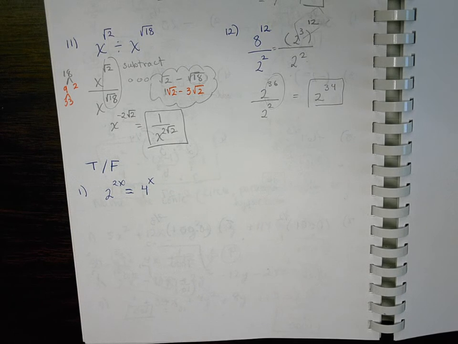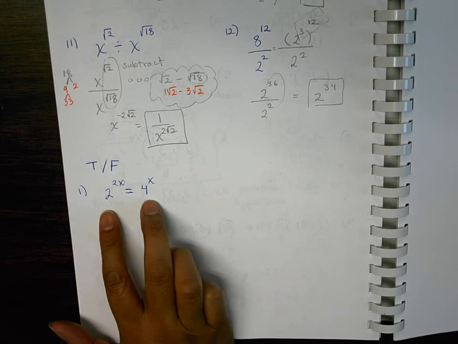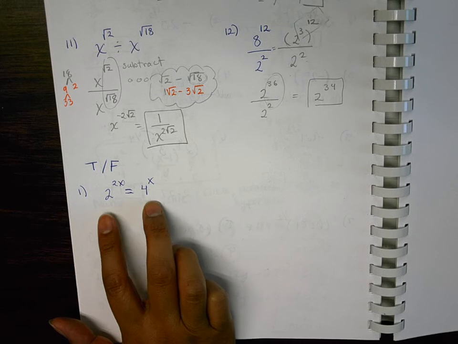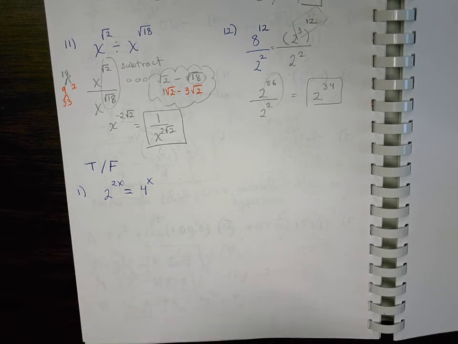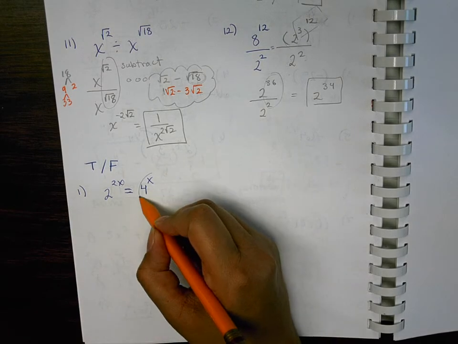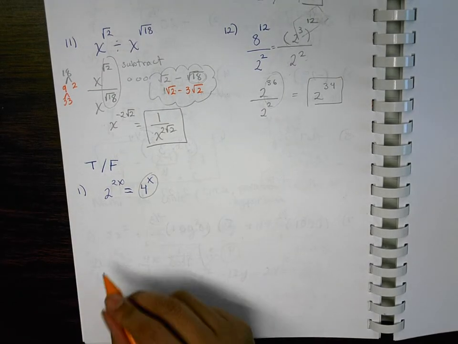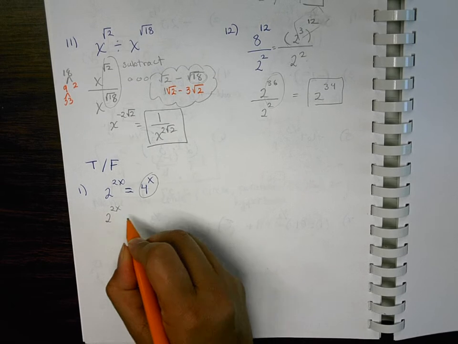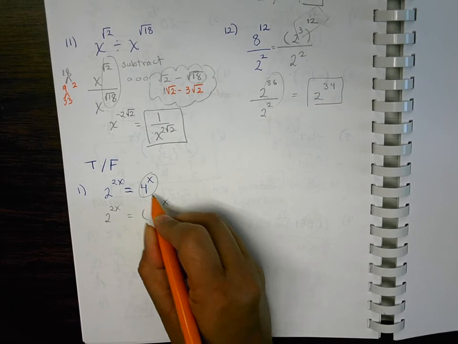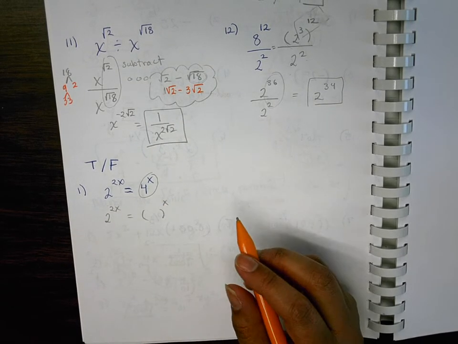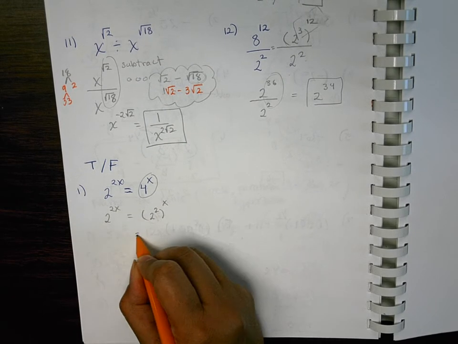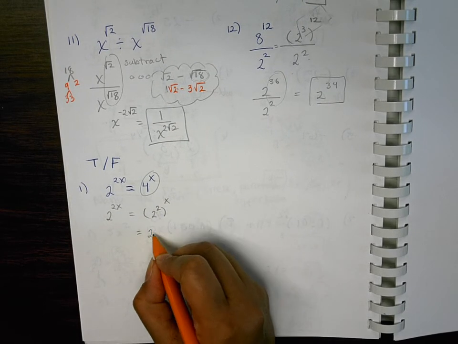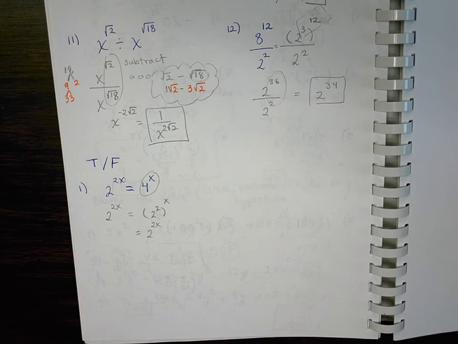Guys, we're listening. All right, true or false? Those of you that were in my class, the seniors, there was one like this on the test, at least I remember, quiz or test. We have to do what first? Get them to the same base. So 2 to the 2x equals blank to the x. What is 4? 2 squared. And what do I do with the powers? So it's 2 to the 2x, true or false? True.